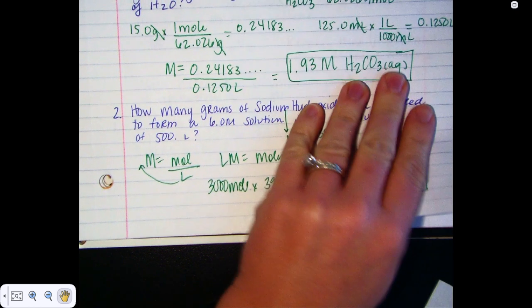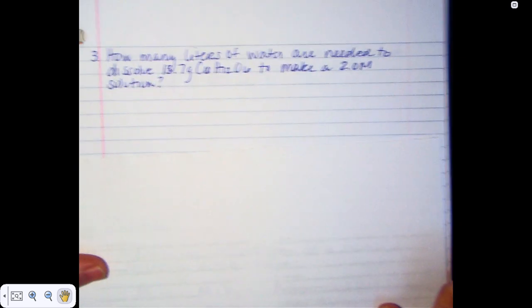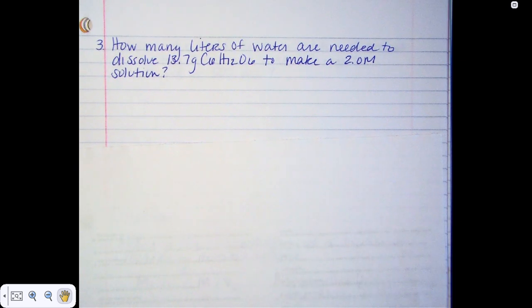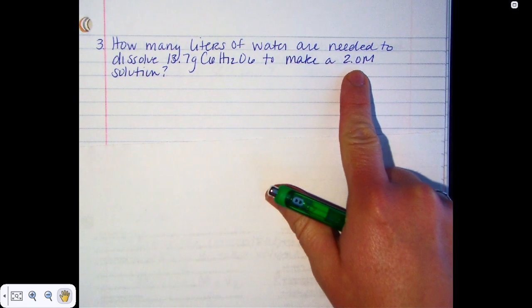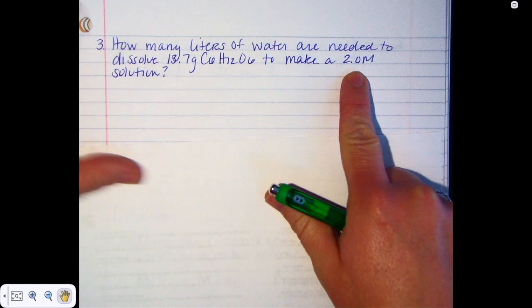So it seems logical that our last example would be solving for liters. And in fact, that's what it is. So how many liters of water are needed to dissolve 13.7 grams of C6H12O6 to make a 2.0 molar solution? So again, I've been given grams and I have a molarity and I need to get liters. And because I'm going to have to get the liters out of this molarity value, I have to convert this to moles in order to do that.